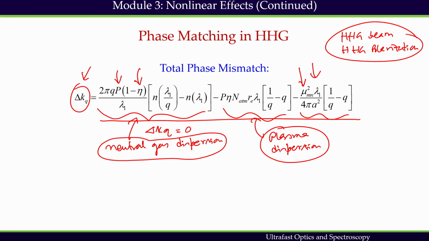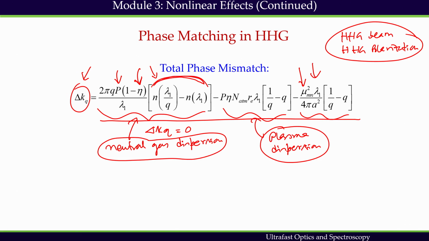This neutral gas dispersion depends on pressure, the difference of the refractive indices at the fundamental and harmonic wavelength, and the ionization fraction. So there are three controlling factors I have for the neutral gas dispersion: P, pressure; 1 minus eta, that is the amount of gas molecules that will be ionized; and the difference between these two, at what wavelength we are creating the HHG.